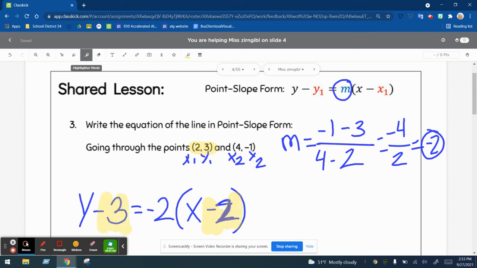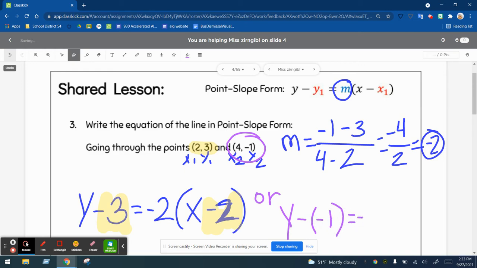And notice I just said that's if we were to use the first point. But I might get the question, well, what about the other point? Is it wrong if I use that? Absolutely not. I can also use the other point. So let's show what that would look like. y minus y1. In this case, it's -1. So that would be written as minus -1 equals m, -2, times x minus x1, which is 4.